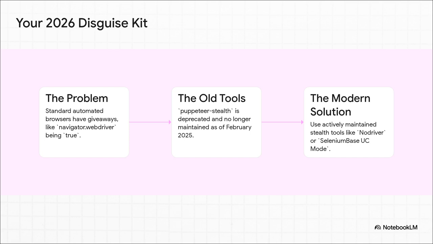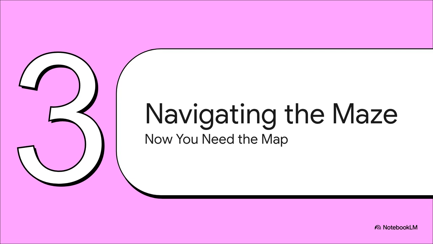And the old go-to tool, Puppeteer Stealth, well, it's deprecated now. It's out of date. So you have to upgrade your kit to modern tools like NoDriver or Selenium-based UC mode. These are built from the ground up to be invisible. Okay, so you did it.